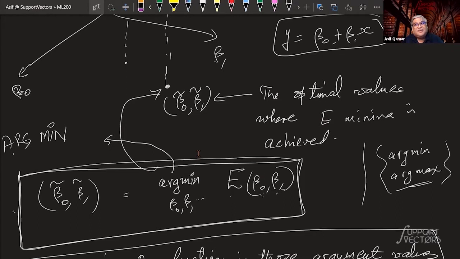Think about it for a moment. Is this clear, guys? If not, I'll repeat it again. Anybody who wants me to repeat, say so. Asit, can you repeat it again?